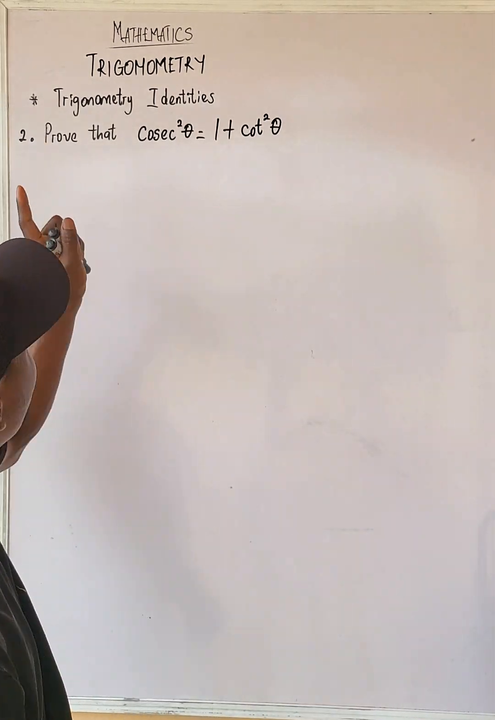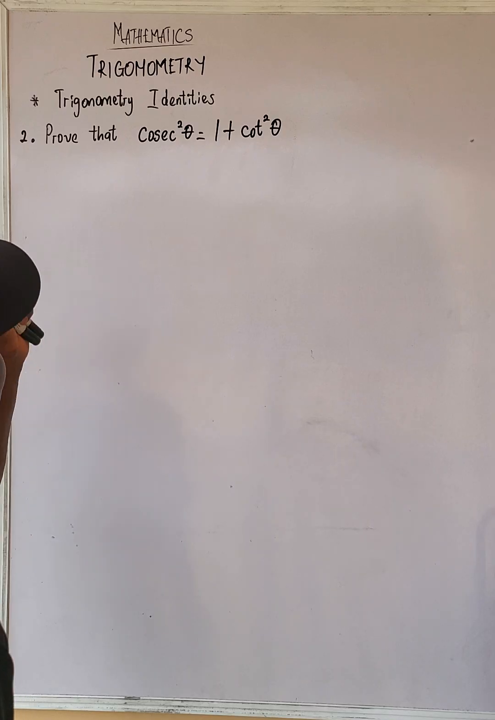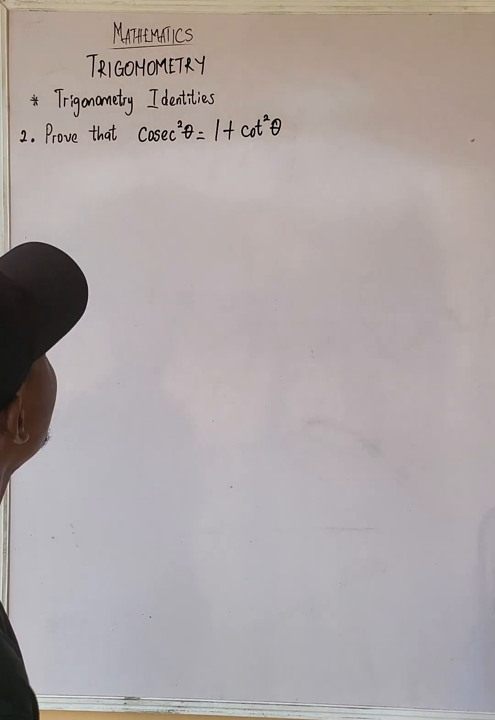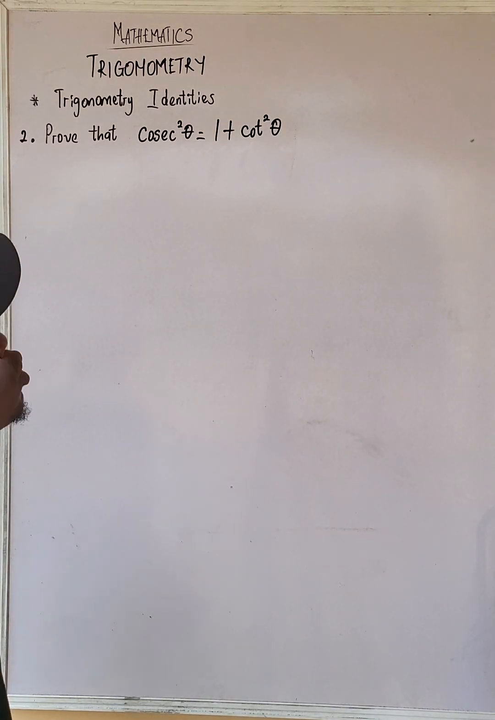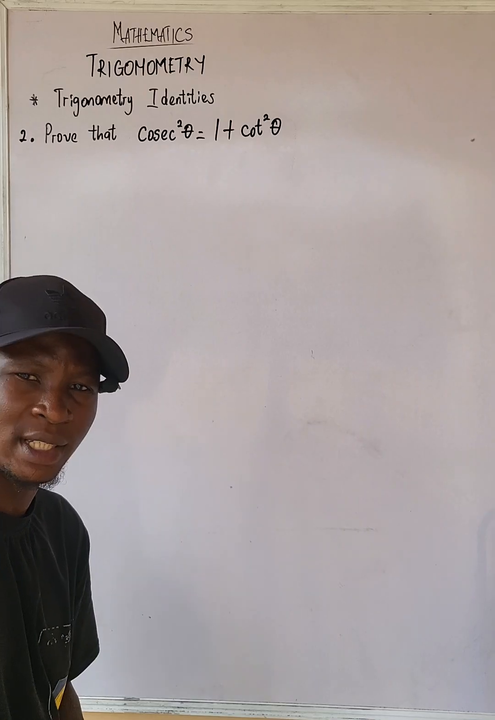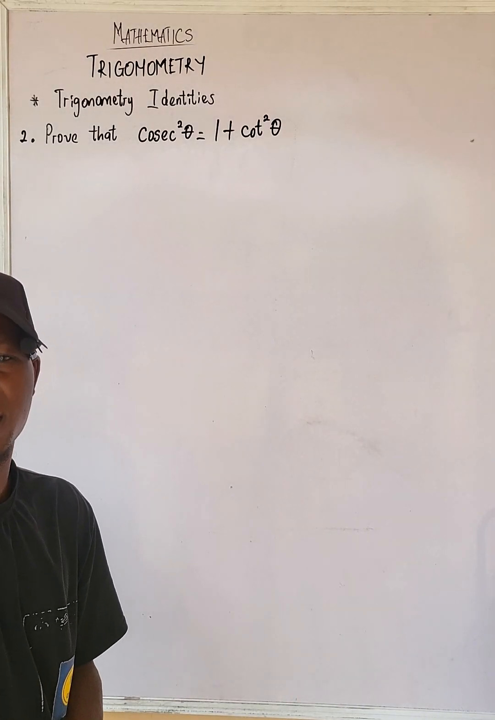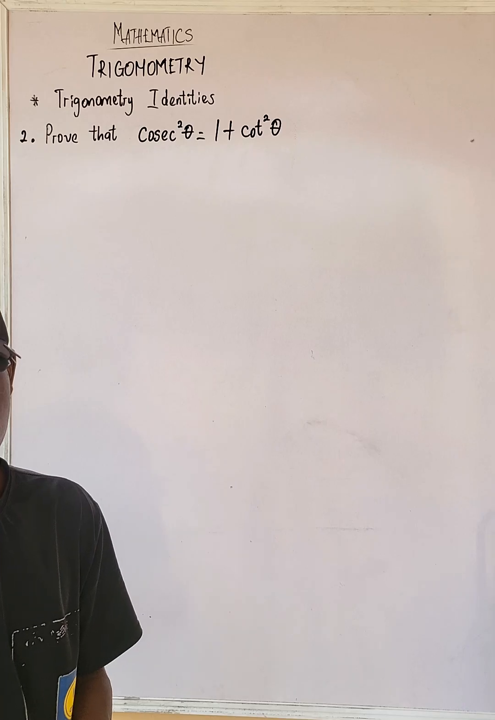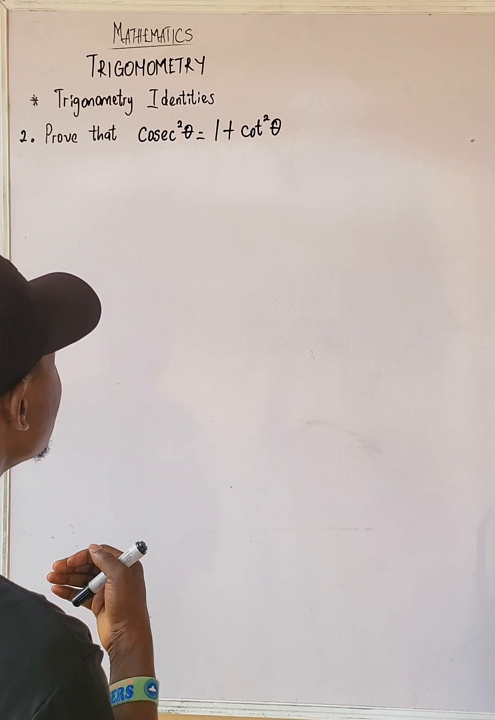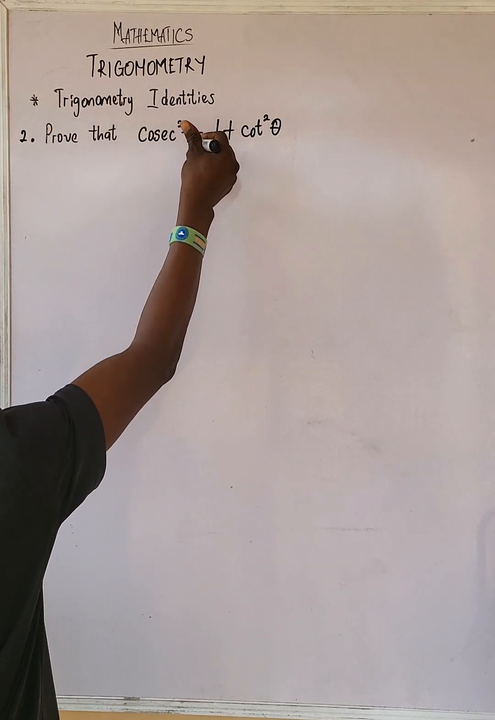Now we are still on trigonometry identities. We are now going to the second proof. It says prove that cosec square theta is equal to 1 plus cot square theta. This is the second trigonometry identity, so please put it in your head. Now, how do we prove this?